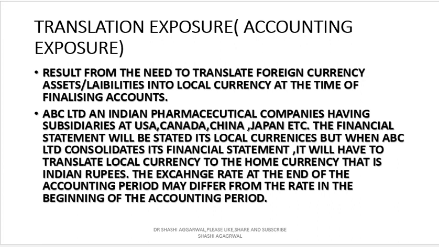But when ABC consolidates its financial statements, it has to translate the financial statements of the USA branch, Canada branch, and Japan branch into Indian currency. The exchange rate at the end of the accounting period may differ from the rate at the beginning of the accounting period. These are the notional gains and losses.